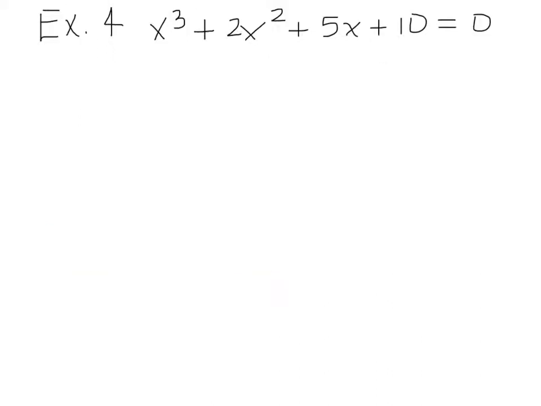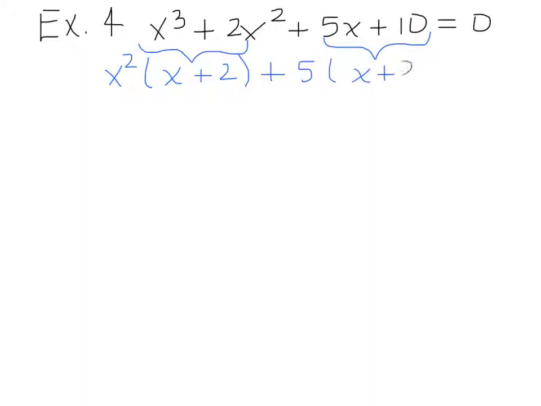This is an example of a polynomial with 4 terms, so we're going to try factor by grouping. So I'm going to group these 2 terms and these 2 terms. I'm going to pull out the GCF, which in the first one is x squared, and you're left with x plus 2. And here my GCF is 5, and I'm left with x plus 2. That way, the terms I pulled out, x squared plus 5, will be one of my factors.